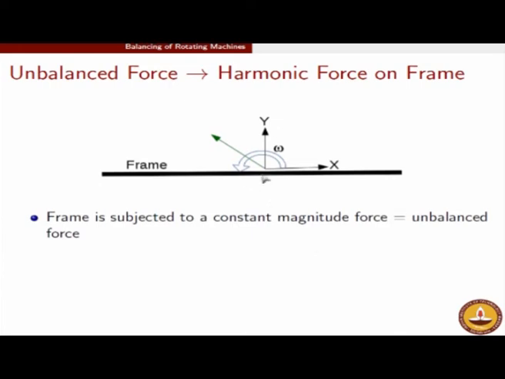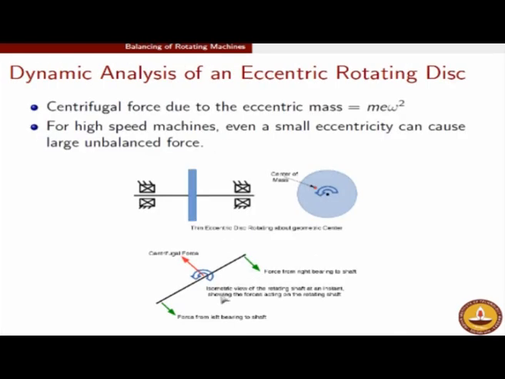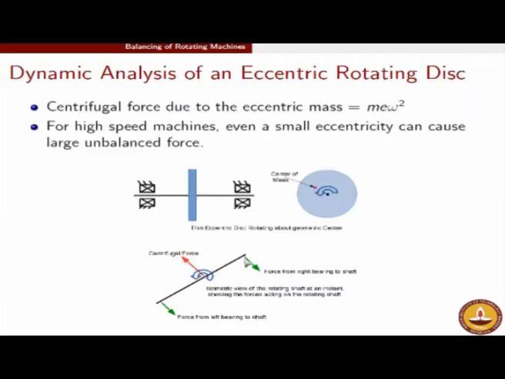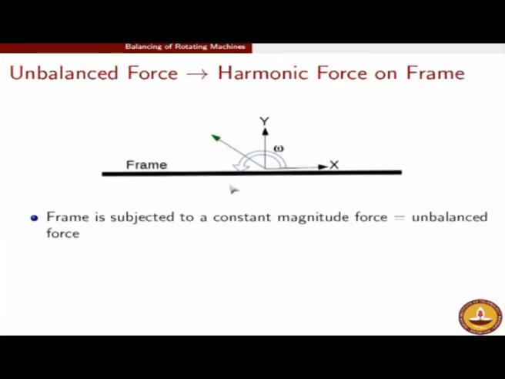So here we are. In the last slide we saw that there are some green forces. These green forces are given by the bearing to the rotor shaft system, and therefore the frame in turn will get an equal and opposite force to these green forces. This is what is indicated here.